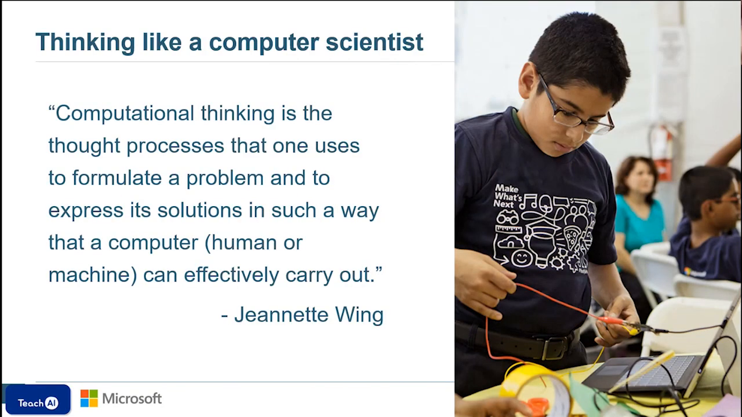And just to highlight again the importance of computational thinking, we think about computational thinking as the thought processes that one uses to formulate a problem and to express its solutions in such a way that a computer, human or machine, can effectively carry out. So for Wing, computational thinking is about the thought processes one goes through before even writing a code or creating an artifact, or in this case, thinking about how we interact with AI. In other words, she defines computational thinking as the thought processes that you use to formulate a problem and to express its solutions, as I've already explained.